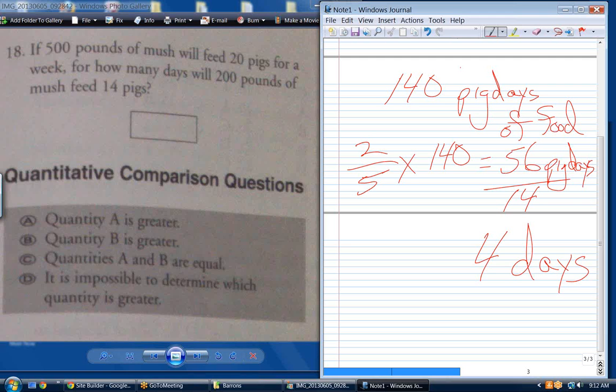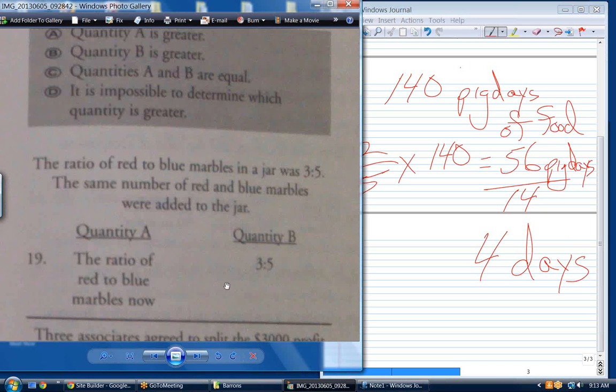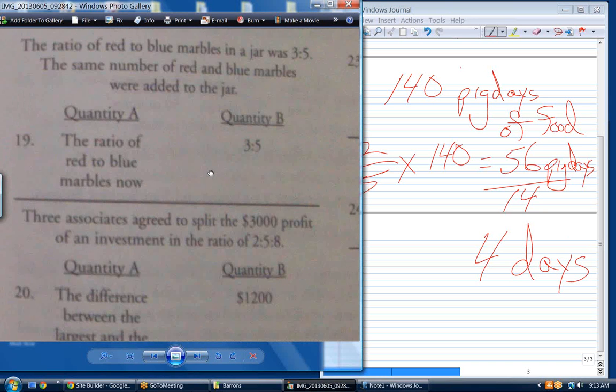Okay? So then the next step, in other words, that tells us what the rate is that the pigs are going to eat. And we know we have 2/5 as much mush because we have 200 pounds compared to 500 pounds. So multiply the 2/5 times the 140, you get 56 pig days worth of food, divide by the number of pigs. So it's a real similar process as the last problem, only it's not really a work problem, but it kind of is.